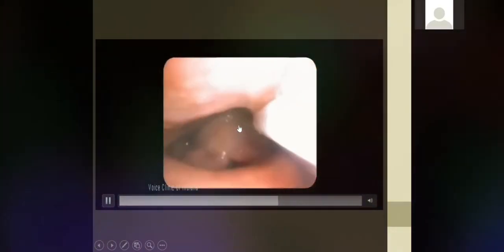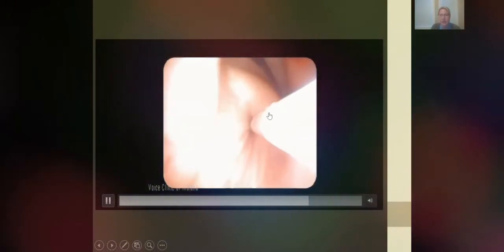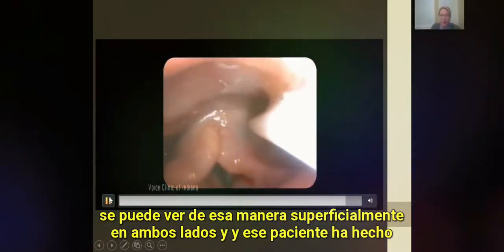And we're trying to keep it very superficial there. We go back into the right side here. This is, of course, the moving side. So we usually inject a little bit more into the side that's moving. And then we're done. You can see that we've gotten these superficial injections on both sides.